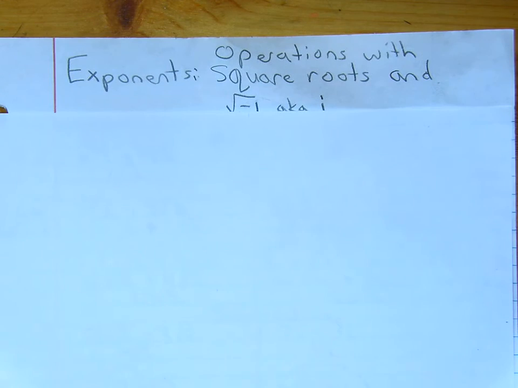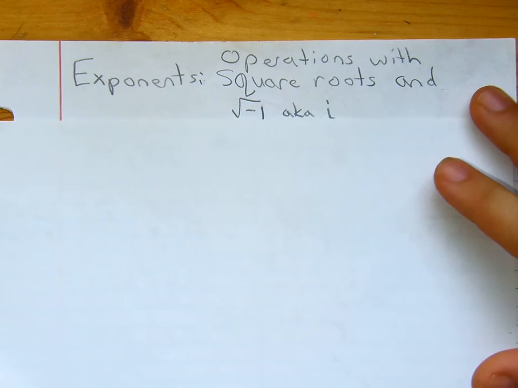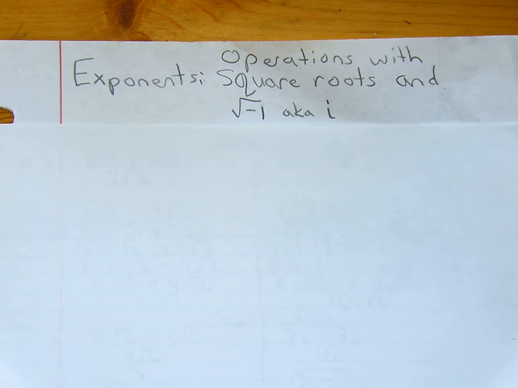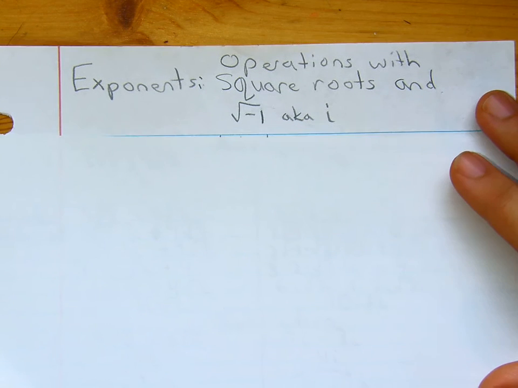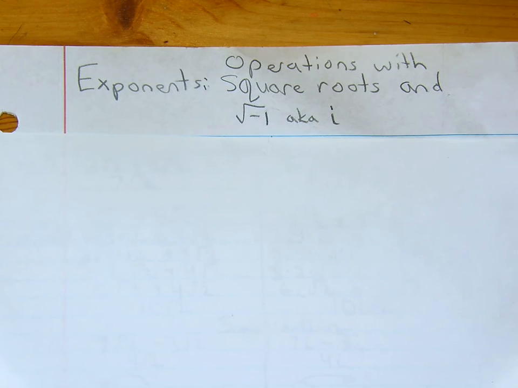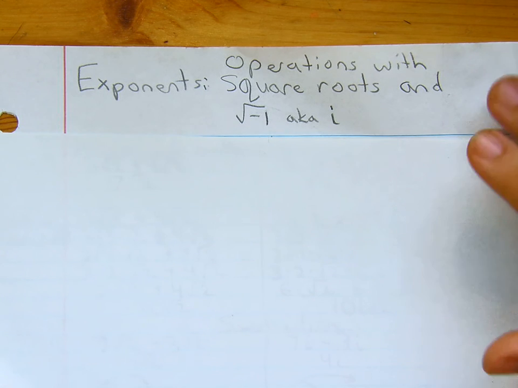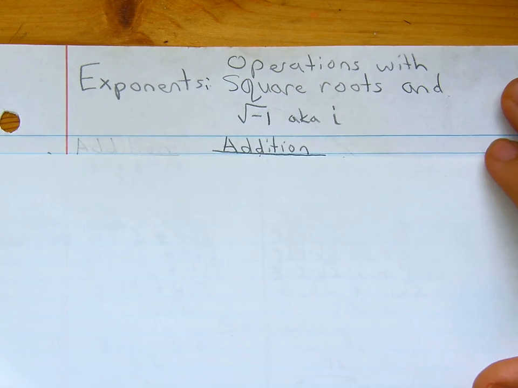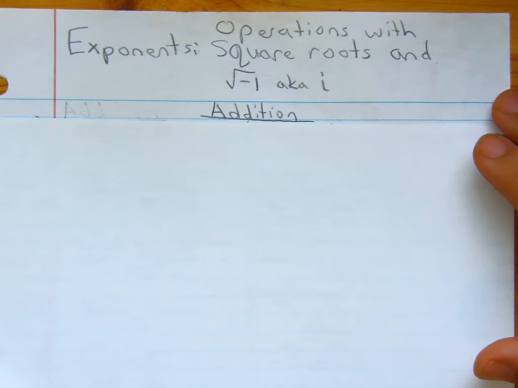Okay, so we are looking at operations with square roots and even with the imaginary number square root of -1. So operations, remember those are addition, subtraction, multiplication, division, those type of components. So let's start off by looking at addition in our notes.